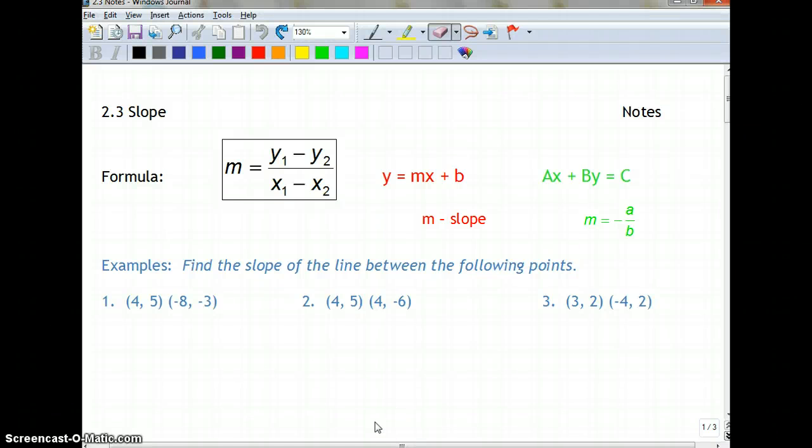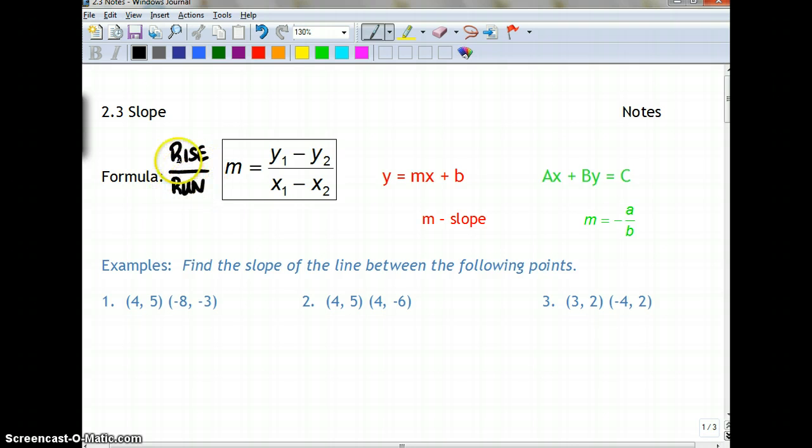All right, section 2.3, talking a little bit about slope. Most of this should be a review from your Algebra 1 and/or your geometry class. The slope formula, m equals y minus y over x minus x, would be used whenever you're finding the slope given 2 points. You may have remembered in junior high that that would be rise over run.